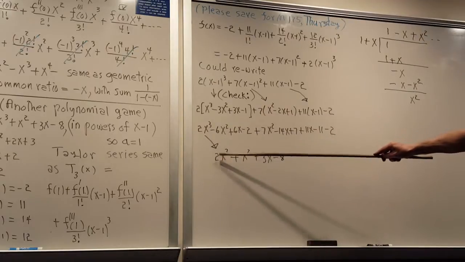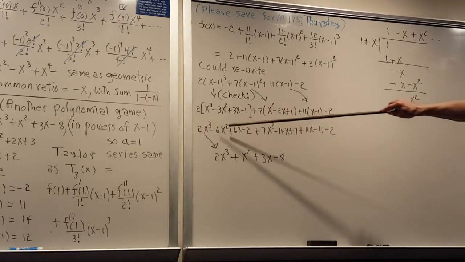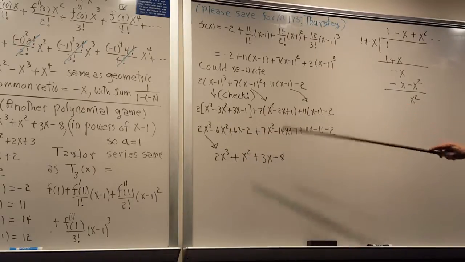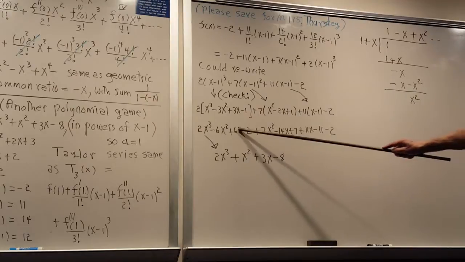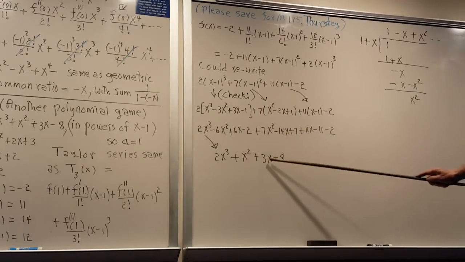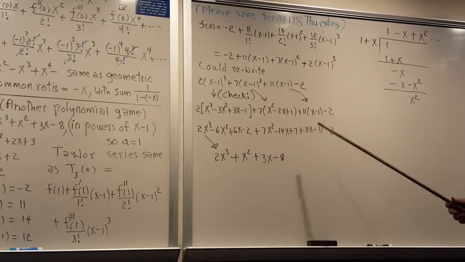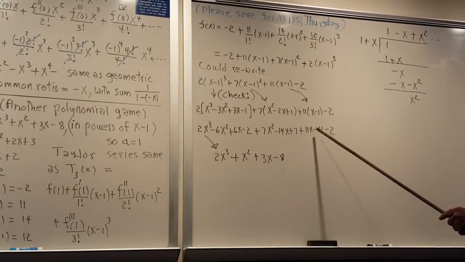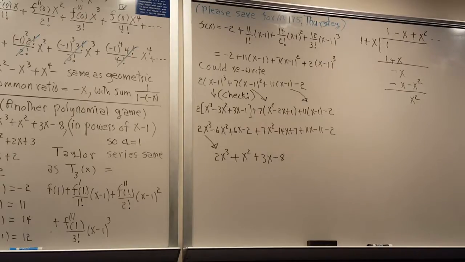So there's your 2x cubed, and you have 7 minus 6 is 1x squared, and you have 11 and 6 or 17 minus 14 is 3x, and then you have the 7 minus 11 minus 2 minus 2 is minus 8. So you can see it works.